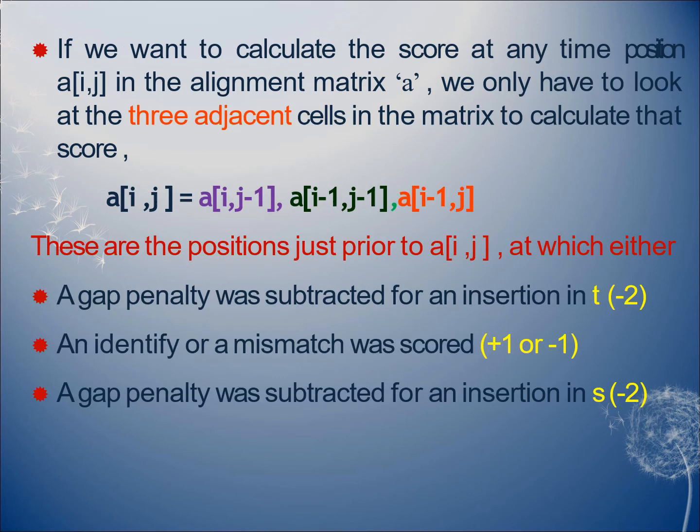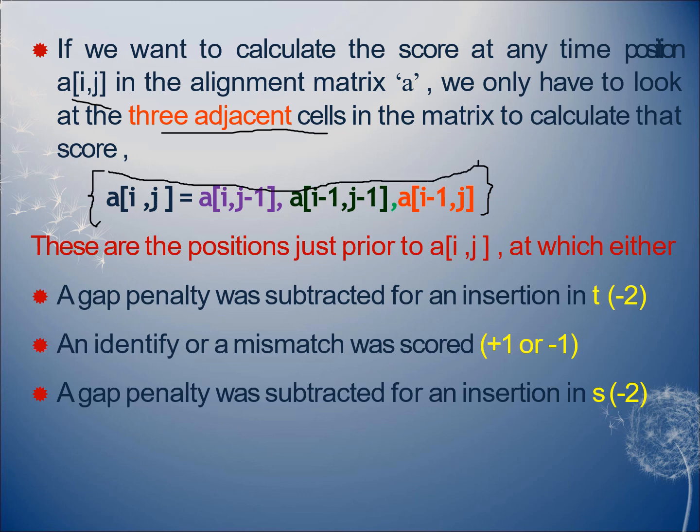All right, so talking about this, if we want to calculate the score at any position, such as A(i,j) in the alignment A, we only have to look at the three adjacent cells in the matrix to calculate that score. So this is where the mechanism of global alignment comes in. I don't think you would be able to understand it through this, so I'll explain it through a matrix where you can properly understand how, by looking at three adjacent cells, we can calculate the score. For these algebraic terms you can just remember this, as it may come in exams.